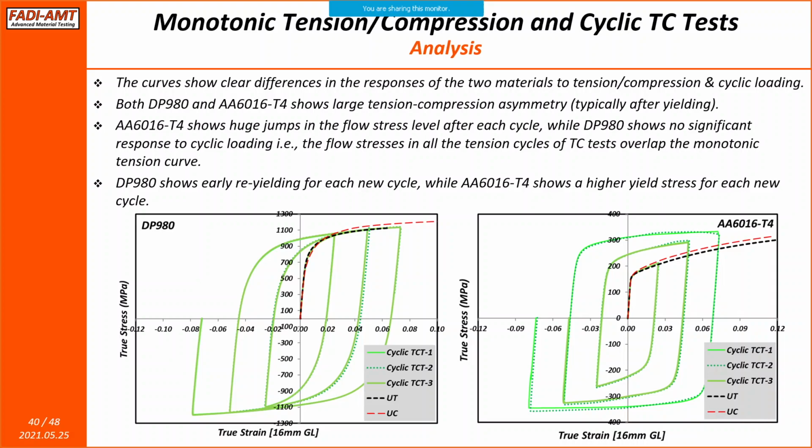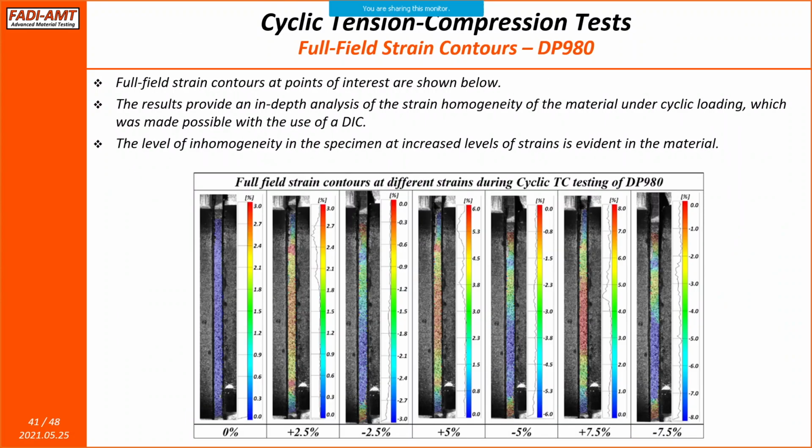The next important thing is the huge jumps in the flow stress level from one cycle to other in case of aluminum. The flow stress from one cycle to the other is jumping really quickly in aluminum, while in the DP980 case, it looks like it's merging with the uniaxial tension case. So there is basically no effect of cyclic loading on DP980. But it's not as simple. DP980 shows really early re-yielding for each new cycle, which is not observed in aluminum. Aluminum is showing a very high yield stress for each new cycle. So this again shows how important it is to get accurate material properties for prediction.